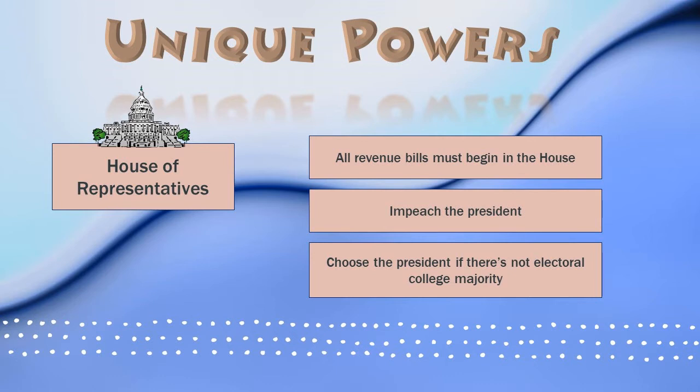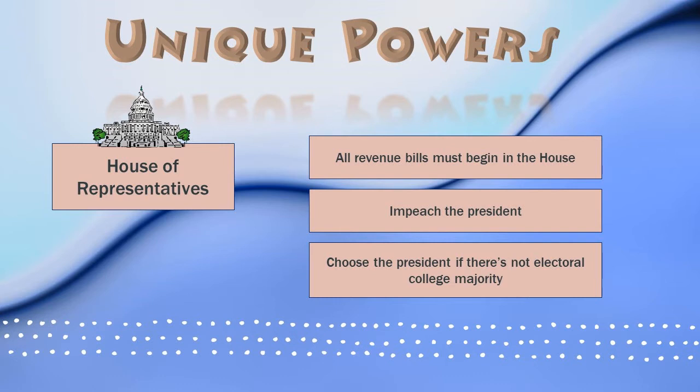The other thing that the House of Representatives can do, they can impeach the President of the United States. So only the House has the power to bring charges against the President of the United States, to accuse him of a crime for which he will have to go under trial and see if he will be removed from office. So all revenue bills, this is a legislative power, all revenue bills must begin in the House. A check on the president is that they can impeach the president.